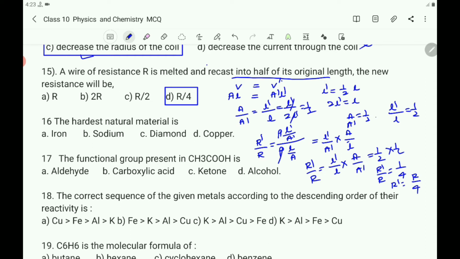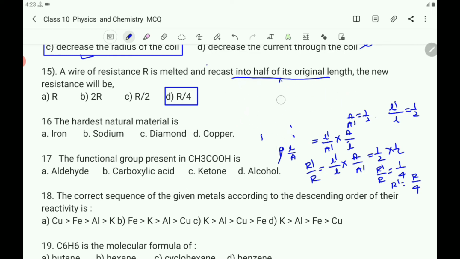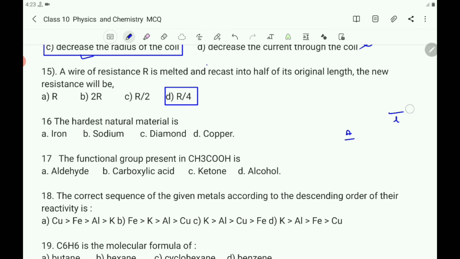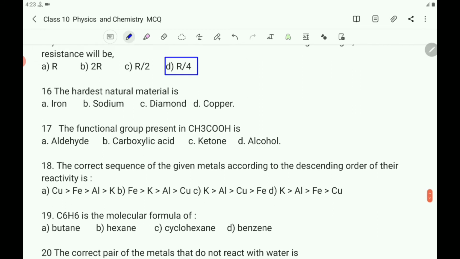So you can't guess the answer here. You must do the calculation. So you must be thorough in calculation. Otherwise you must be perfect in practice. You must practice it. Then you can make out the answer easily.